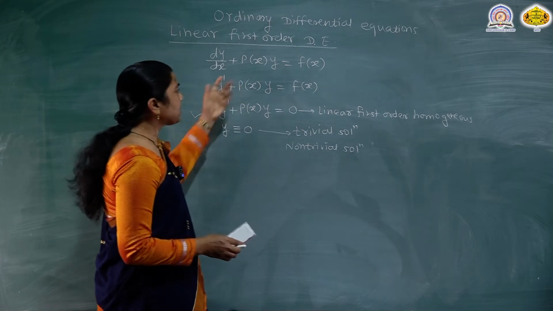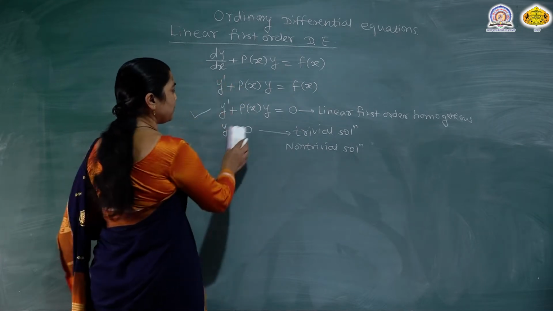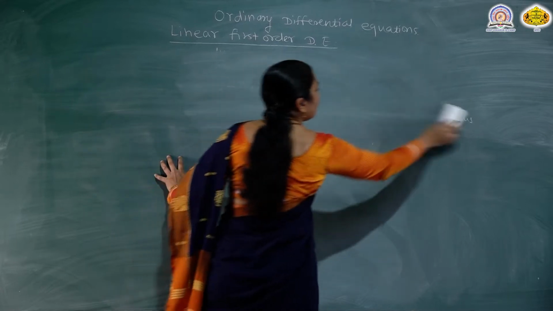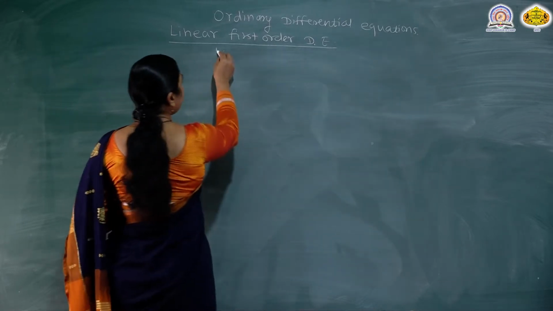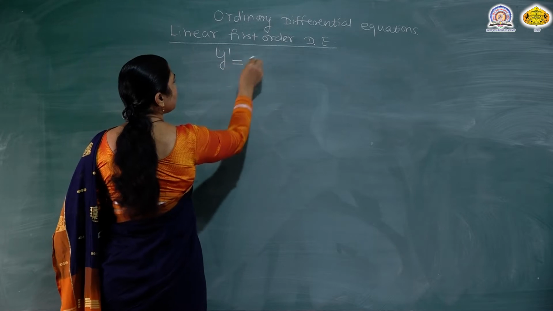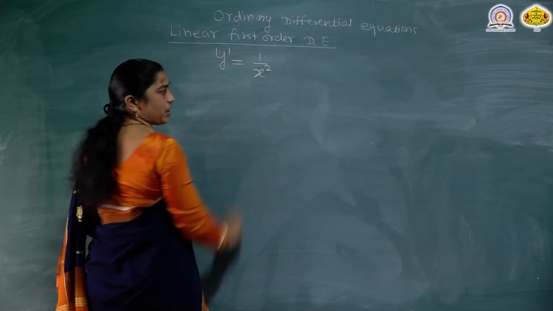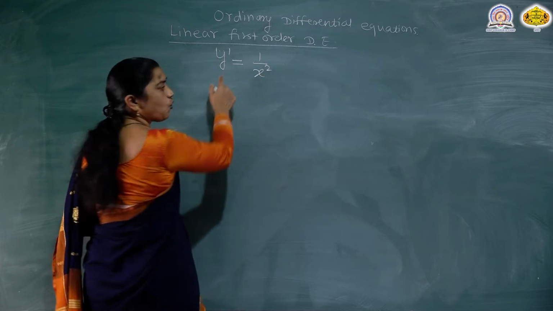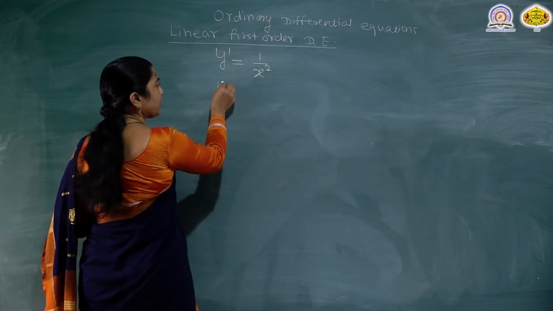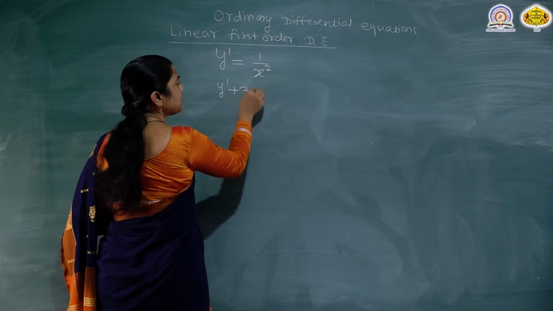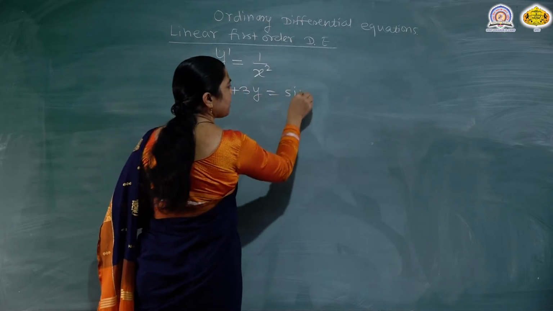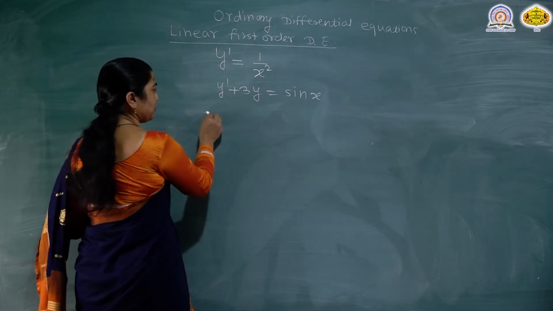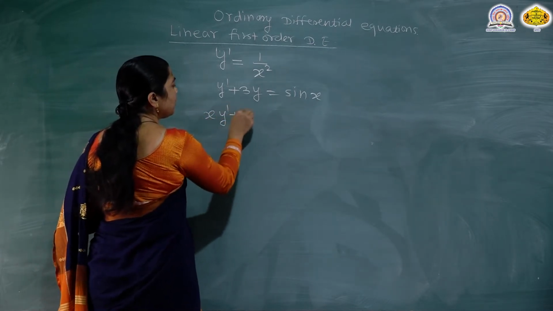Now what are examples of linear differential equations? So consider some examples. For example, y dash is equal to 1 upon x square. This is a linear differential equation of first order. Or you can say y dash plus 3y equal to sin x. This is also a linear differential equation. Consider this equation.